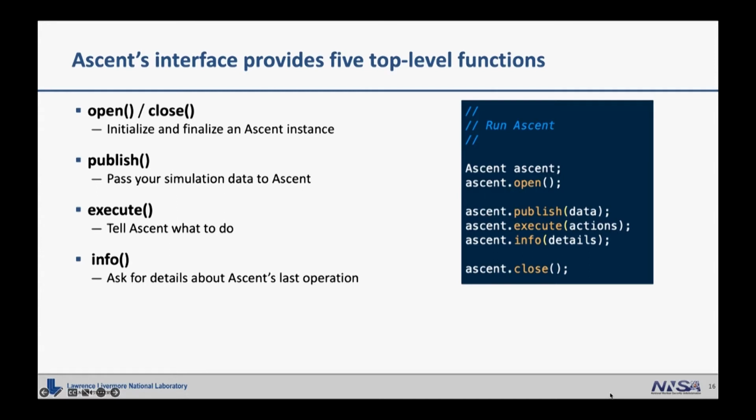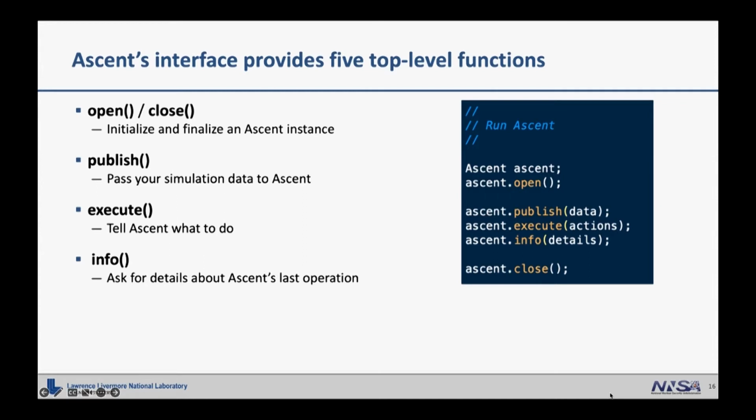There are 5 methods in Ascent that you have to learn. So open and close are pretty simple. Open, you might pass it an MPI communicator. Close just closes things down. Publish is how you get your data in. Execute is where you ask Ascent what to do, and you say, please give me these things. And then info is something that tells you about what happened last, so for the last execute, I did all these things. So you're saying, how can we get away with 5 methods for the whole interface?